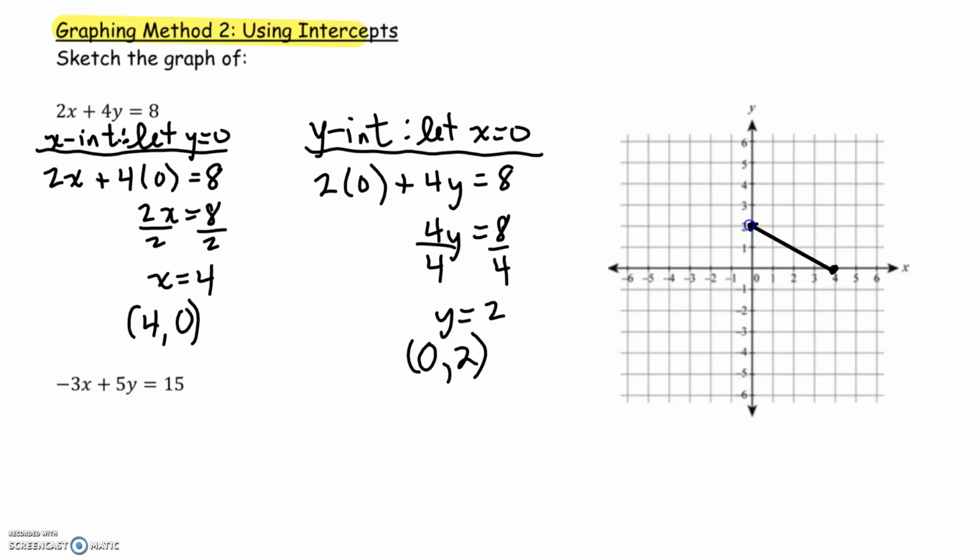Now don't just connect the points. Make sure you extend from one side of the graph to the other. I'm going to extend the other side of my line. Okay, and then we'll put arrows on the ends and label it with the equation. So 2x plus 4y equals 8. All right, let's try the next one.